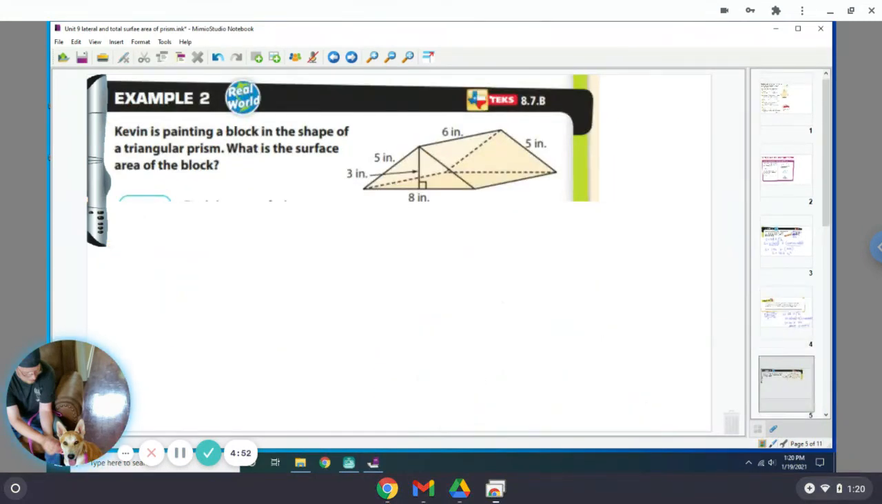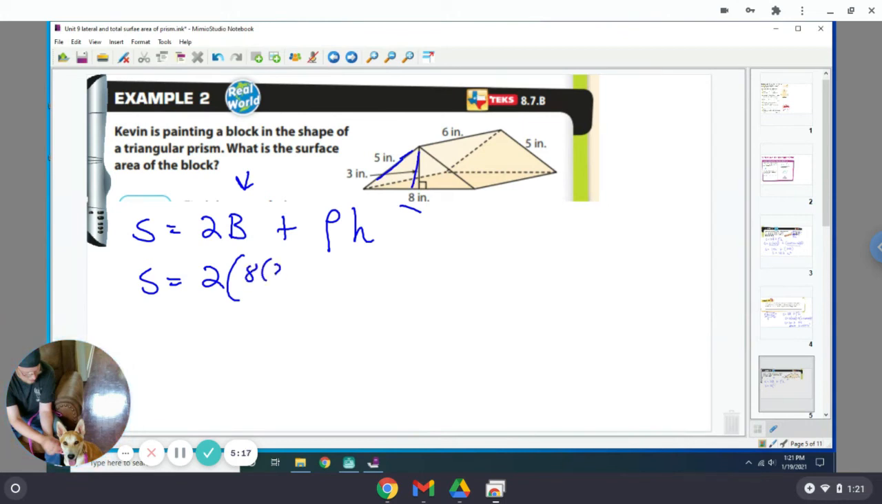All right, now let's try a triangular prism. So same surface area formula, but the only thing that's different is the big B. It's the area of the base. Well, in this case, the base is a triangle. So it'd be 2 times the area of the triangle, which will be base times height divided by 2. So the base is 8, and the height of the triangle is 3. So it'd be 8 times 3 divided by 2, plus the perimeter of the triangle. So the perimeter of the triangle right here is 5, 5, and then 8. So it'd be 5 plus 5 plus 8 times the height of 6.